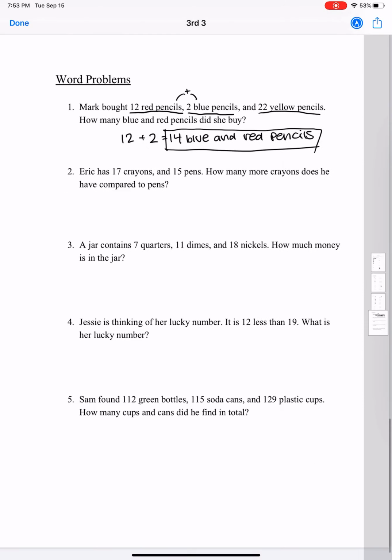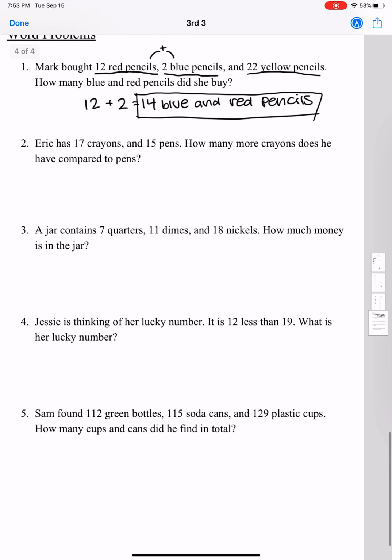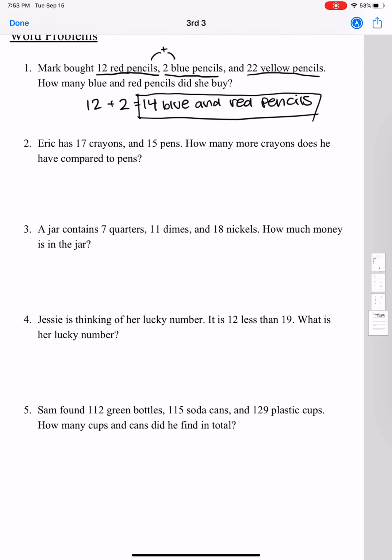Boxing is always a good habit. Okay, Eric has 17 crayons and 15 pens. How many more crayons does he have compared to pens? So it asks how many more crayons. So it's asking the difference between the two. So if it asks for a difference, then you would have to subtract. So 17 minus 15. And 17 minus 15 equals 2. So 2 more crayons.